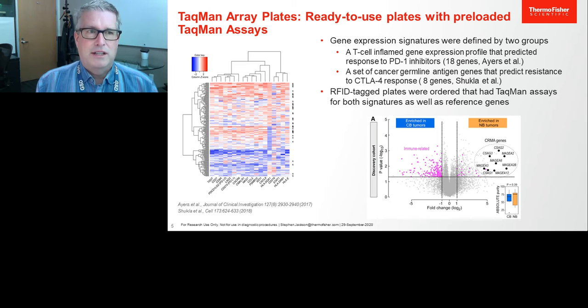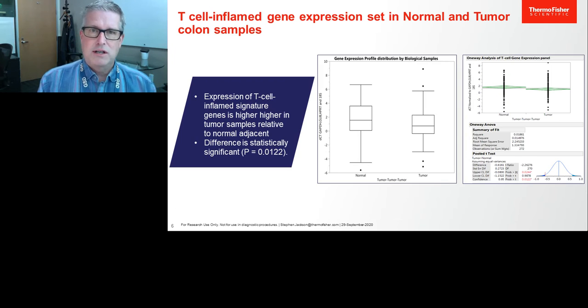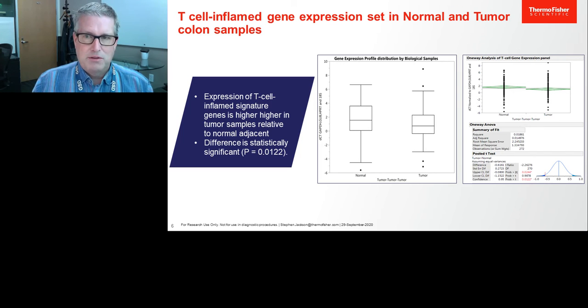So at first, in the T-cell inflamed gene expression set, when we looked at tumor versus normal, we saw that there's a significant difference in the T-cell inflamed gene signature in the tumor samples compared to the normal samples. We found by doing some statistical analysis that the difference was statistically significant with a p-value of 0.02.